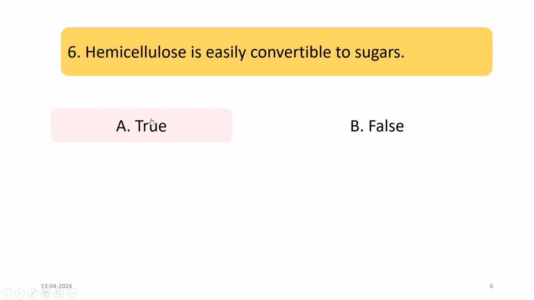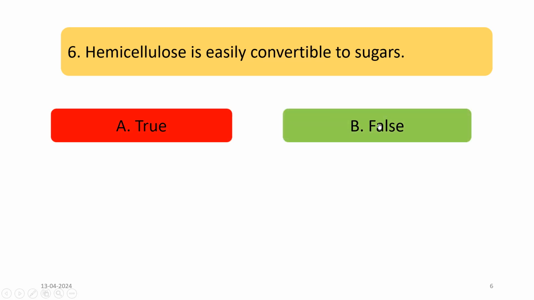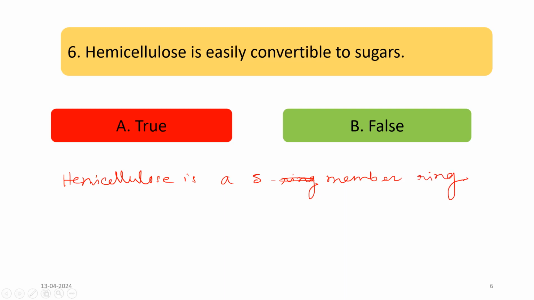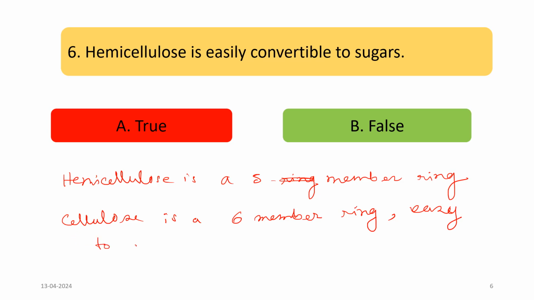The answer is false. Hemicellulose is not easily convertible to sugars because hemicellulose is a five member ring. Okay, that means it has 5 carbons, whereas cellulose is a 6 member ring. That is why it is easy to convert in sugars. Okay, so that is why it is false.